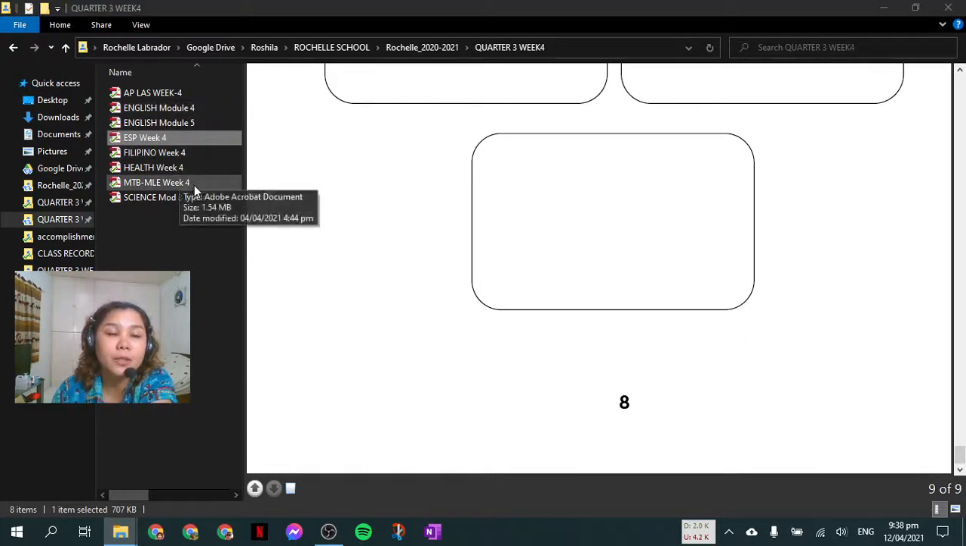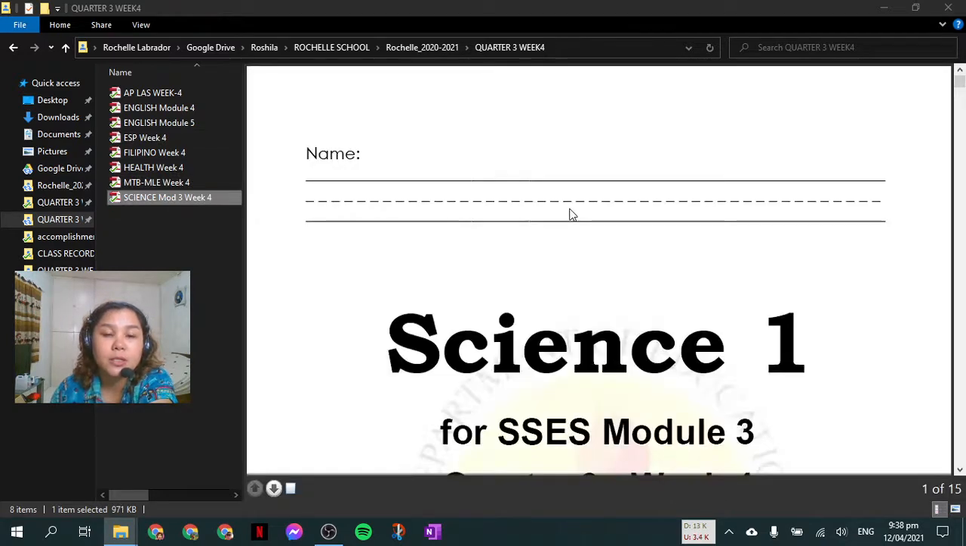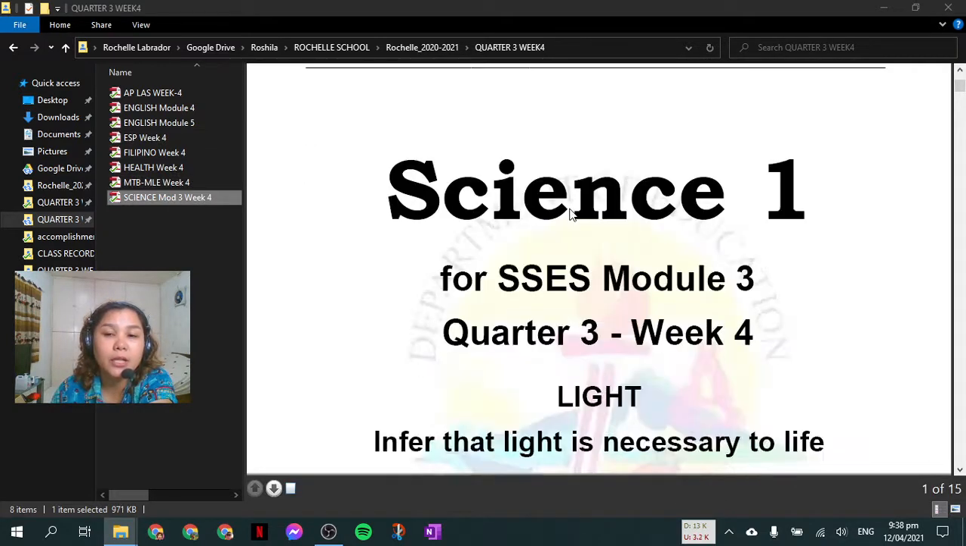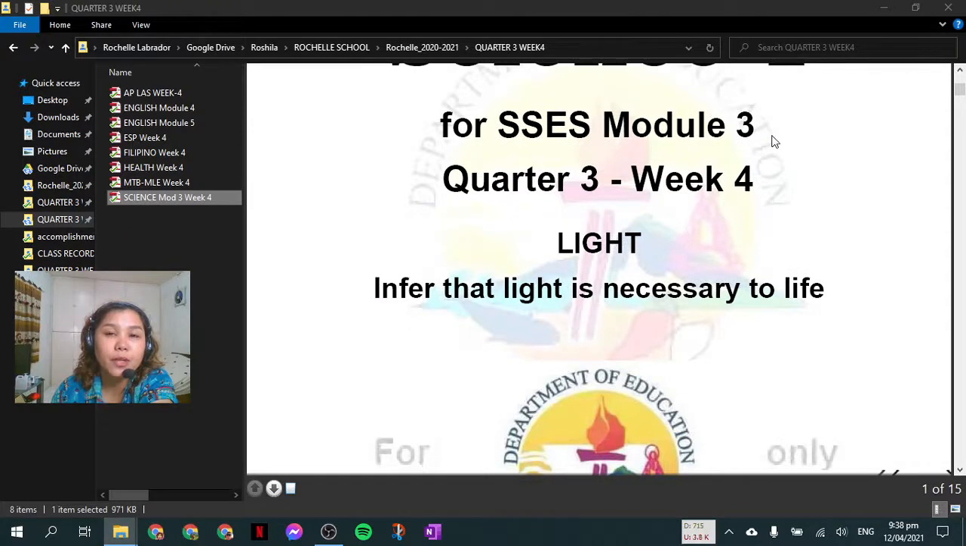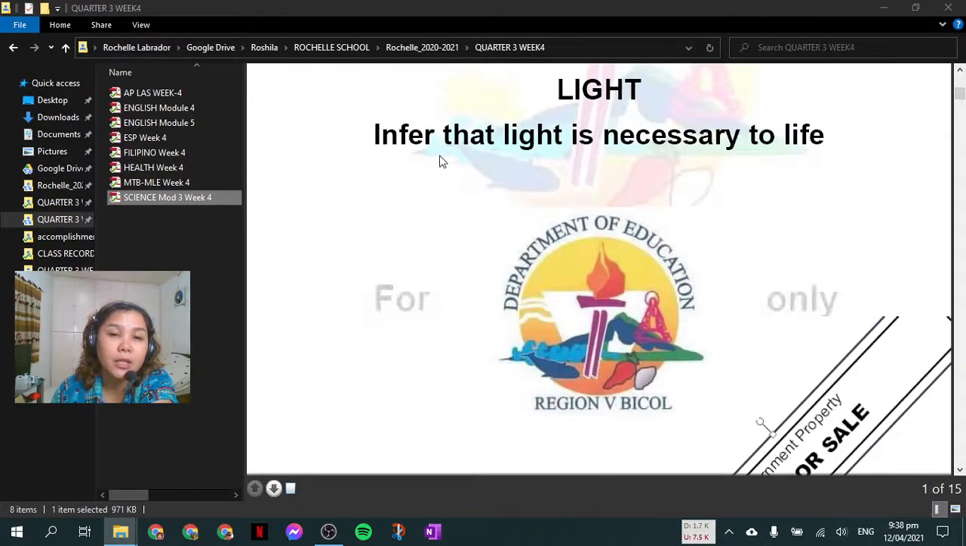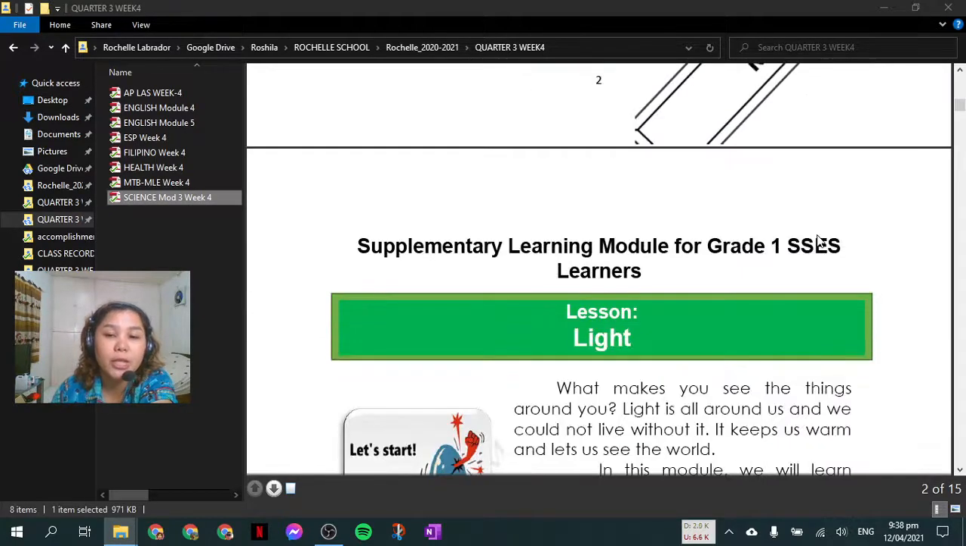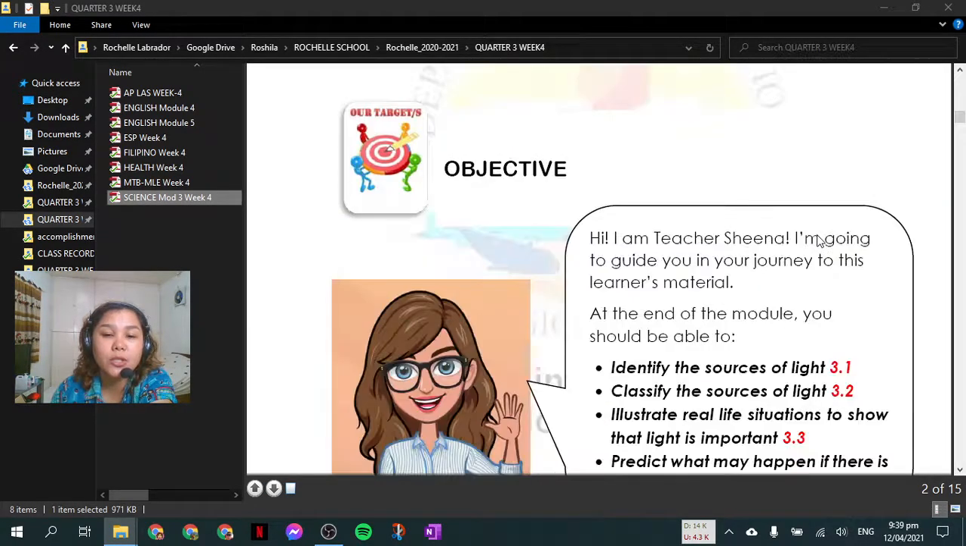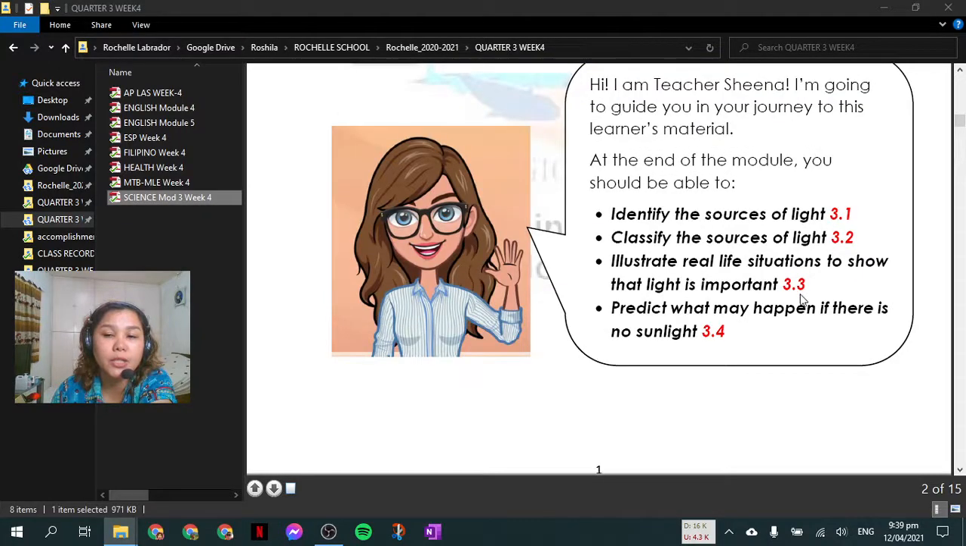Next one, it's science. So science, we are done with materials. So we now proceed with light. So this is quarter 3, week 4. Module 3, kasi good for 2 weeks yung pinakaunang module. And this is followed by module 2, yung mass of materials. And then module 3, it's about light. So specifically, infer that light is necessary to life. So this is the introduction objective with the help of teacher Sheena.